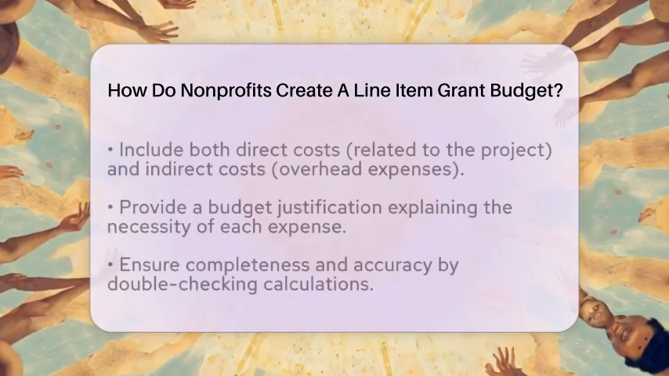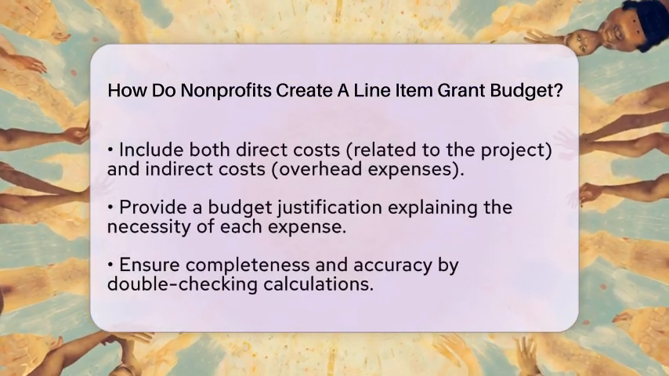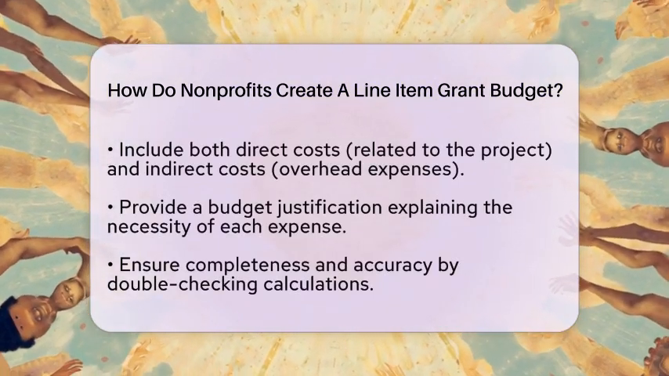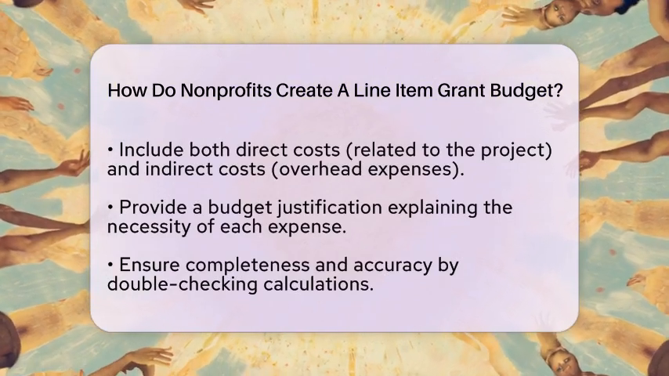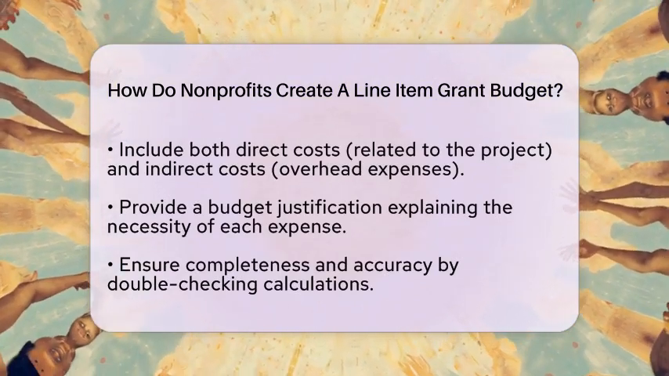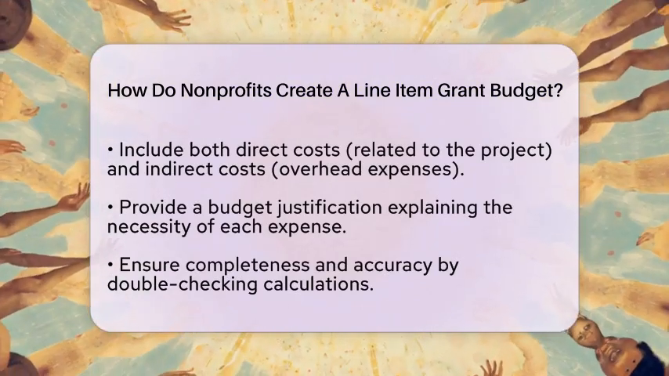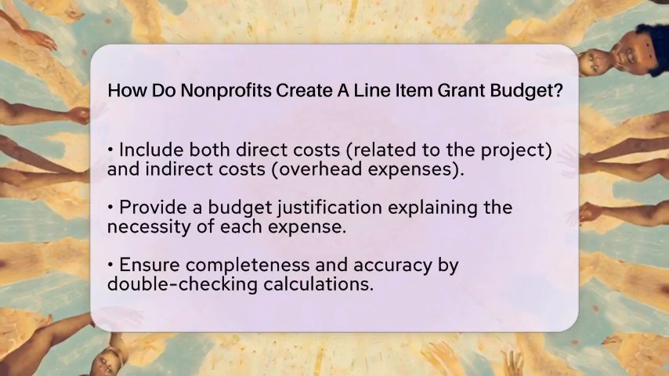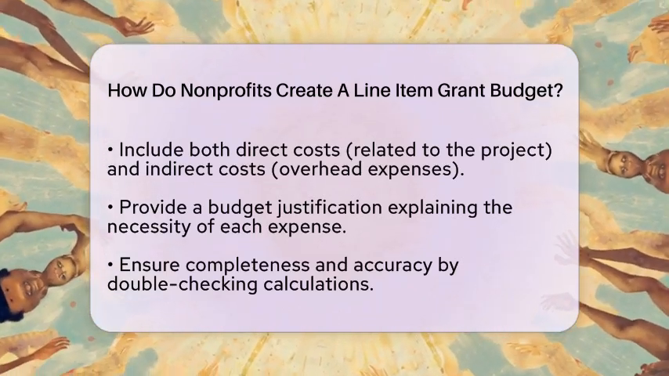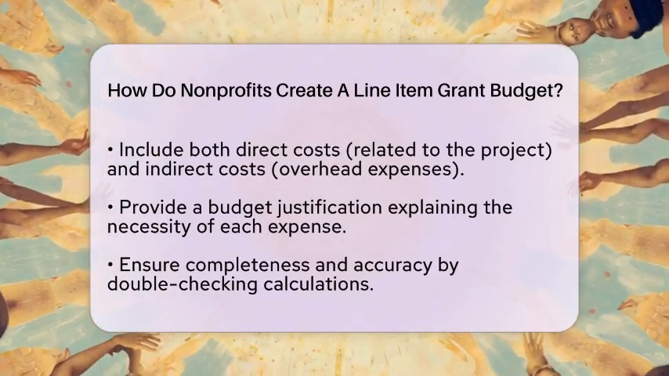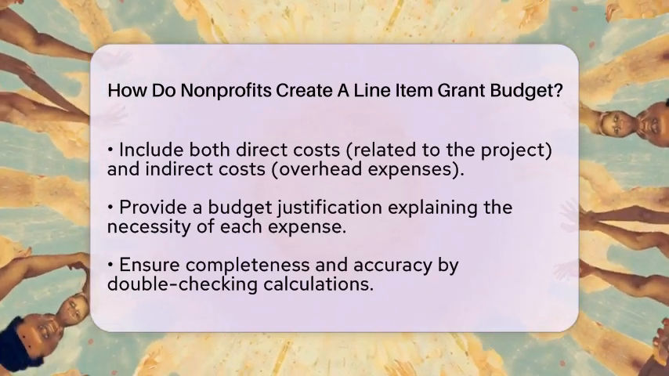It is also important to include both direct and indirect costs. Direct costs are expenses that are directly related to the project. Indirect costs cover overhead expenses, such as utilities or administrative support. Follow the funder's instructions on how to include these costs.